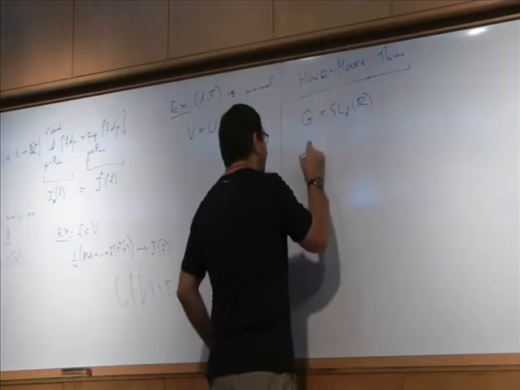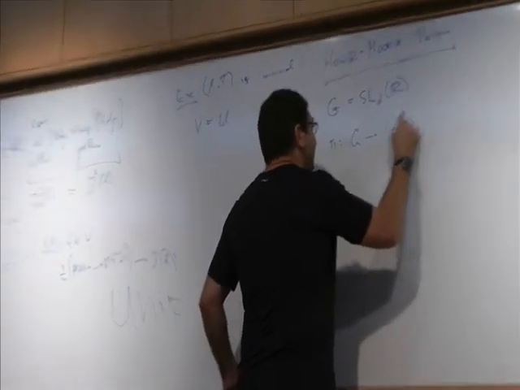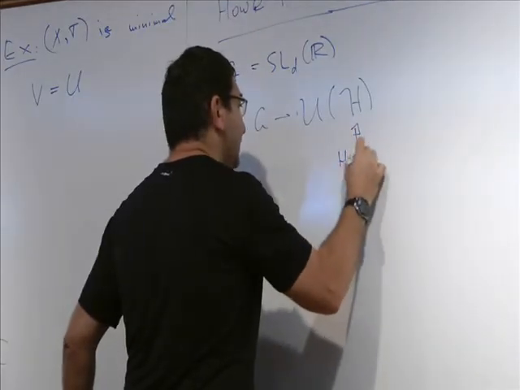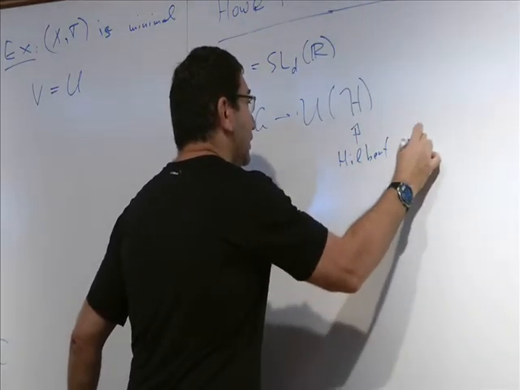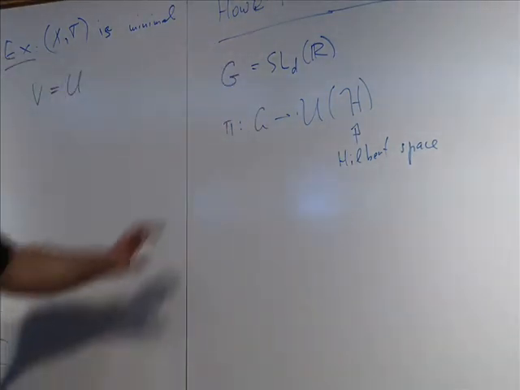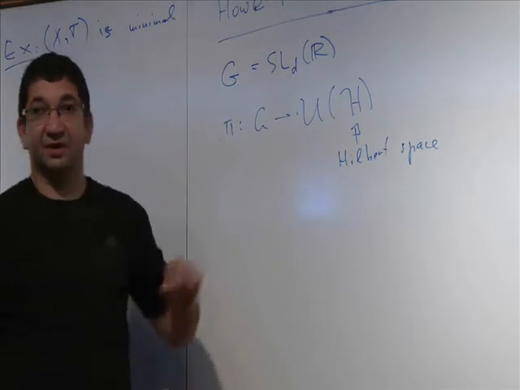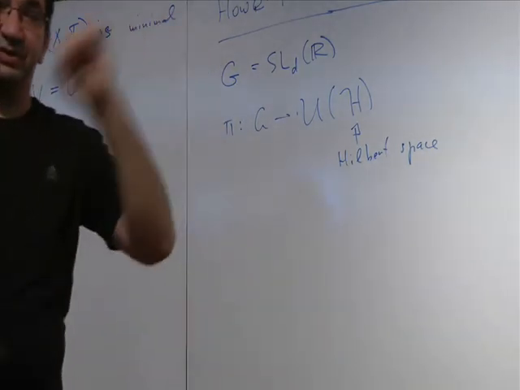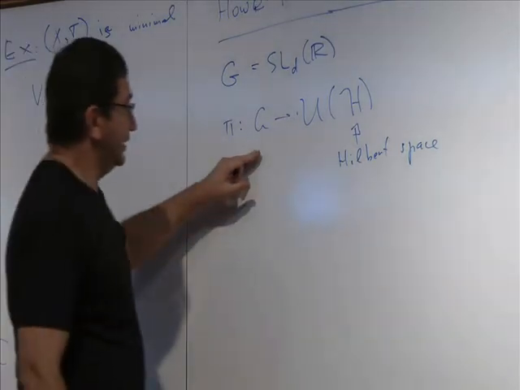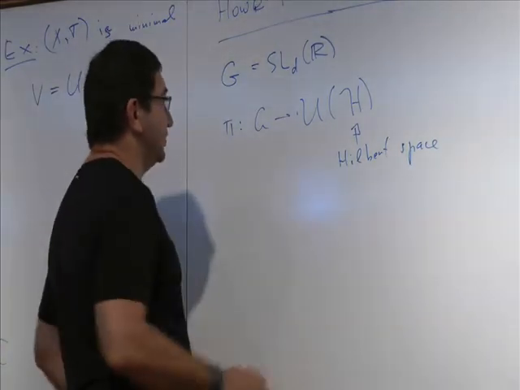And suppose that you have a unitary representation of this on some Hilbert space. So this is a Hilbert space. You should think of L2 of something. And G acts on this by unitary transformations. We say that we have a unitary representation.